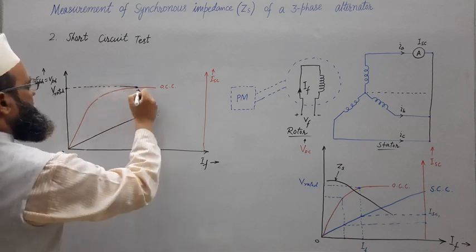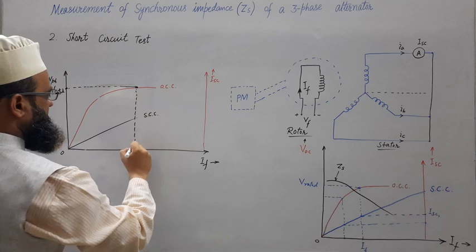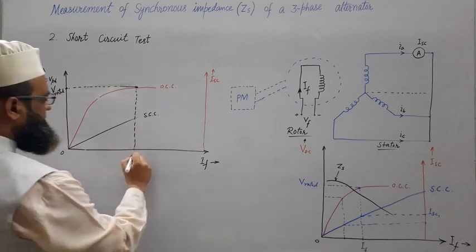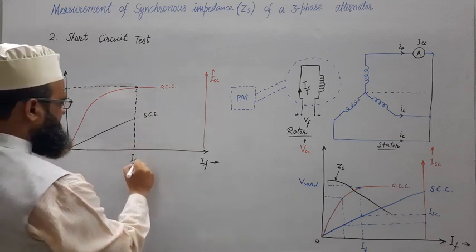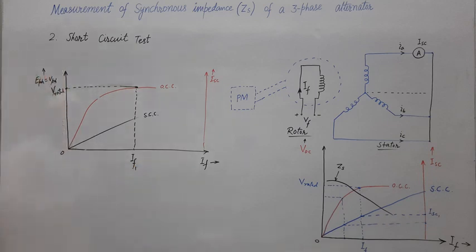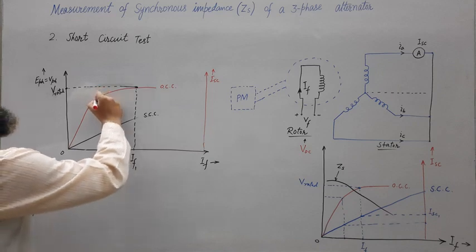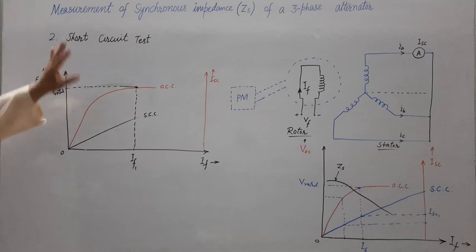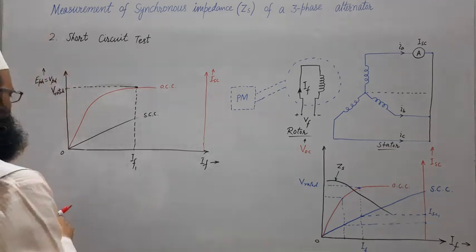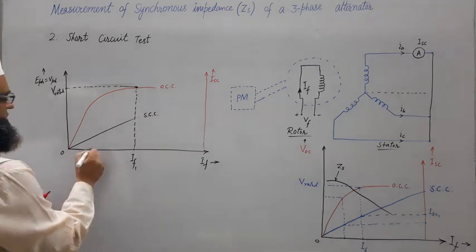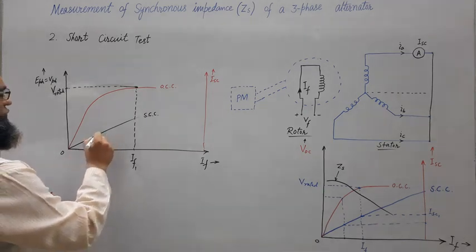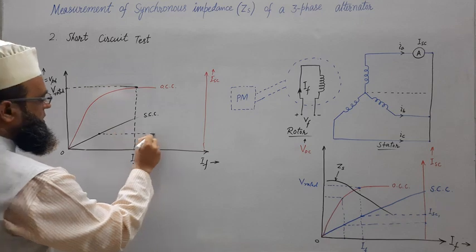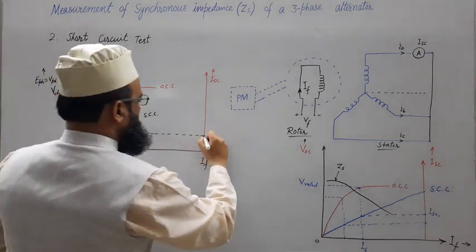Okay, let us mark it V rated. So this is field current. Let us represent IF1. At IF1 field current, we are getting the open circuit voltage equal to V rated, the rated value of terminal voltage. Fine. Let us take the point corresponding to IA rated. Let us mark this point.